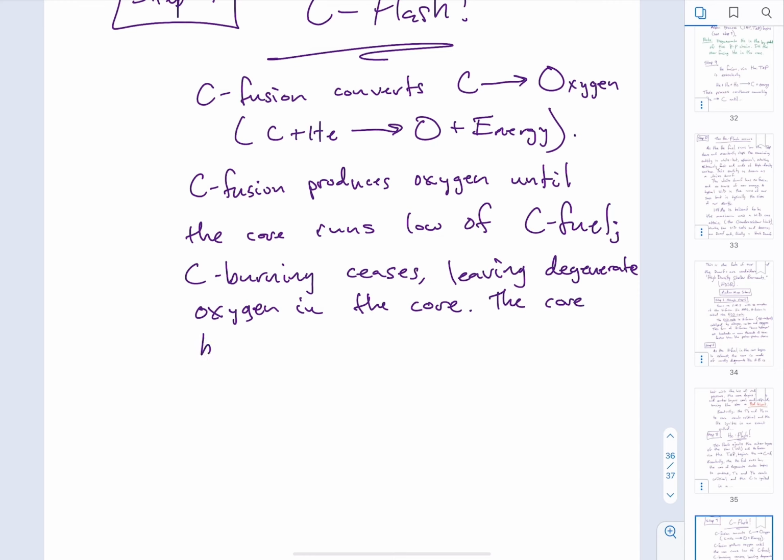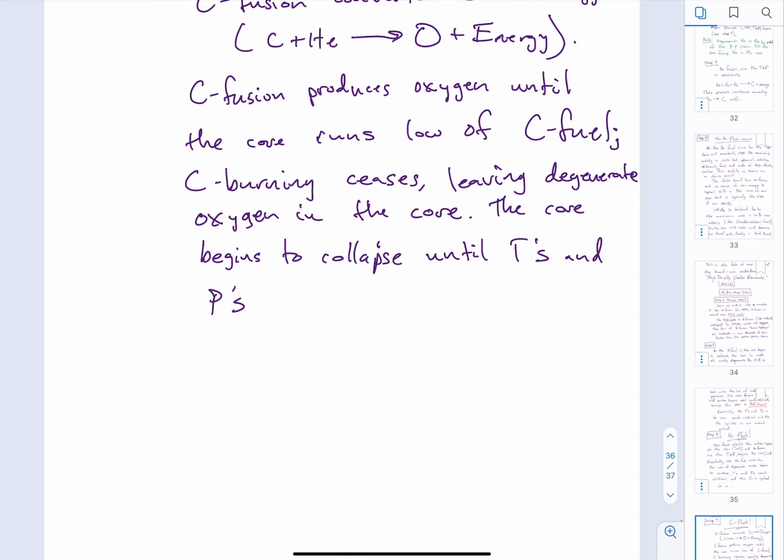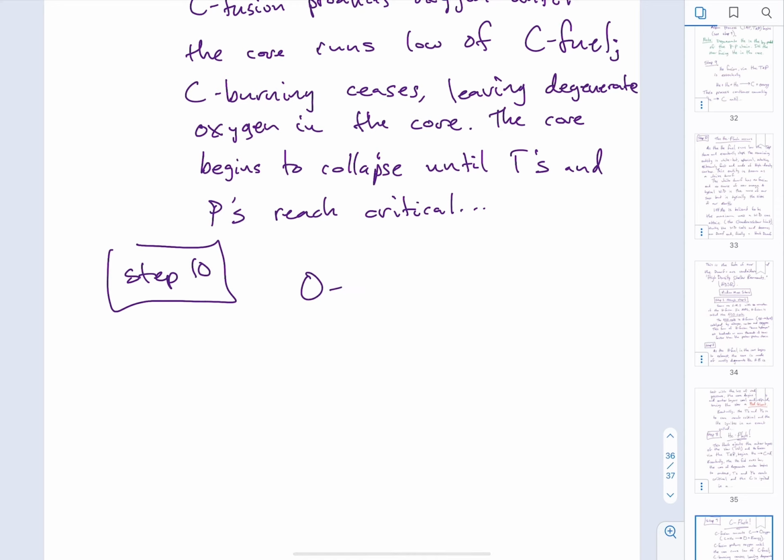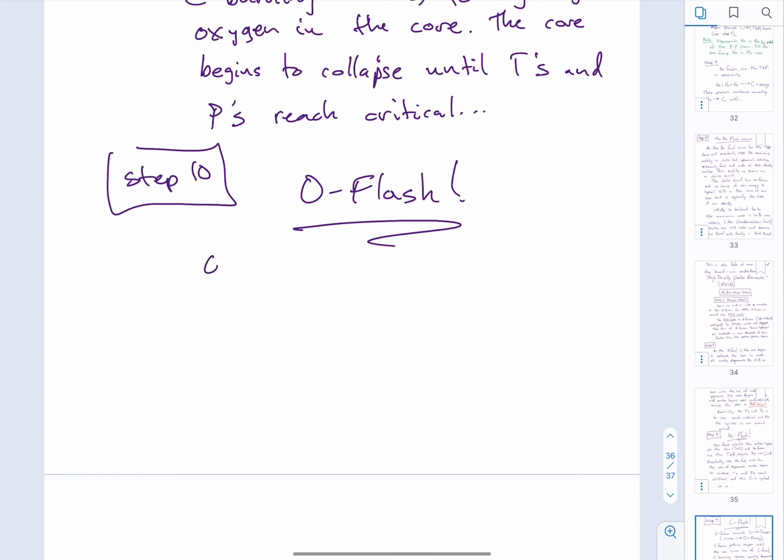The core begins to collapse again, and it will continue to collapse until the temperatures and pressures are high enough to begin a new type of fusion. And so we're on step 10. We get the O flash, signifying that oxygen fusion is occurring.